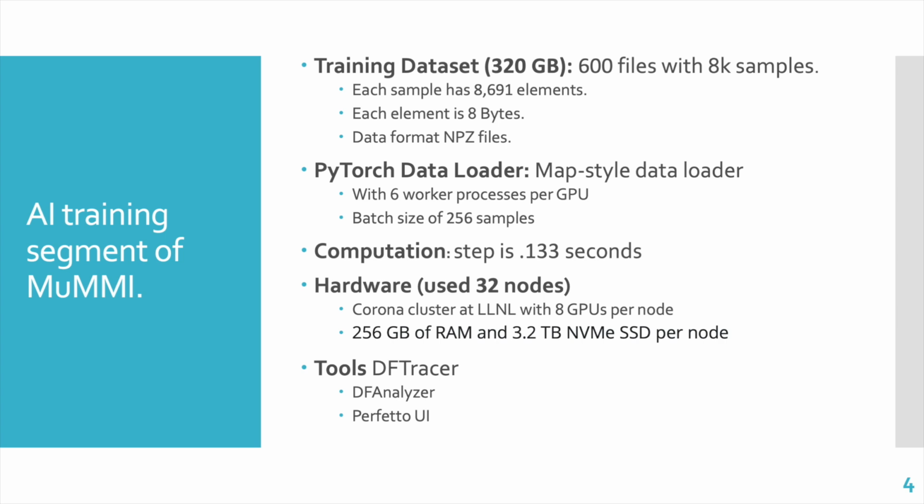And then they have a raw computation step on the A100 GPUs, about 133 seconds. And for this test specifically, all the numbers I'm going to show, I ran this on Corona with 8 GPUs per node. And this node has 256 gigabytes of RAM and 3.2 terabytes of local SSD per node. Finally, the tools I'll be showing here is the data flow tracer, DF Tracer, and I'm going to be showing some of the plots using DF Analyzer and for better UI.